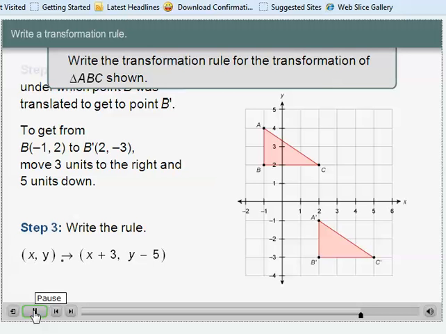Our last step will be to write the rule that represents the transformation of all of triangle ABC onto its image. Remember, we moved 3 units to the right and down 5 units. So to write the transformation, we begin by writing x, y, arrow, and then we write x plus 3 to represent the translation to the right, and y minus 5 to represent the translation down, and our transformation is complete.